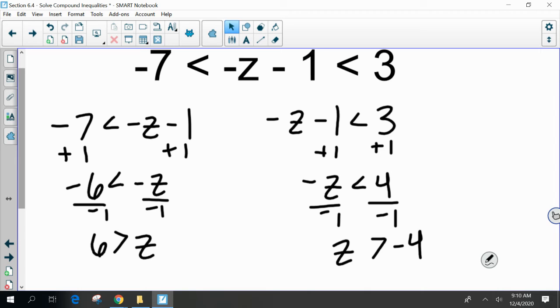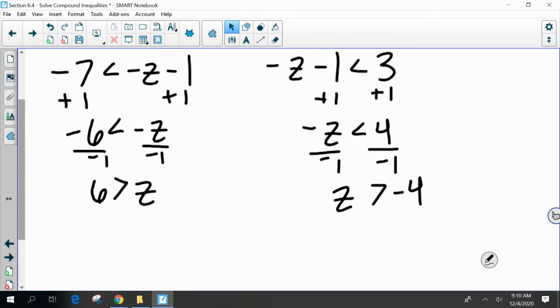Okay, so now if I rewrite it back together, the smaller number needs to go on the left. So this time I'm going to have this on the left, negative 4. So I'm going to read it backwards. Negative 4. So z is greater than negative 4. So I have to do that here, reading from right to left. Z is greater than negative 4.